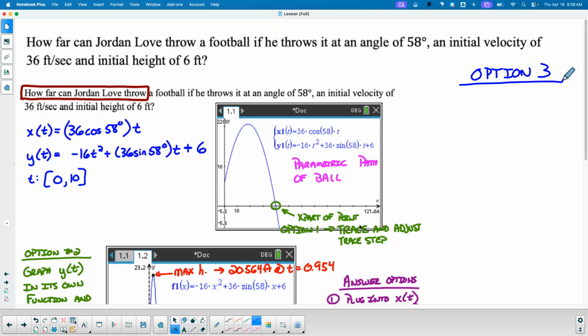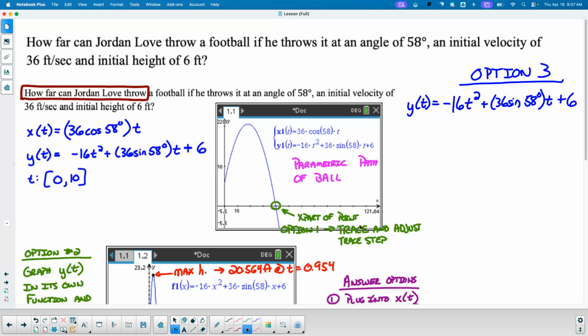So option three is algebra. I'm going to take my y of t function, which was negative 16t squared plus 36 sine of 58 degrees times t plus 6. I'm going to take that part, and what I'm going to do is solve that. We said how far we can throw the ball is where the ball is at what height.